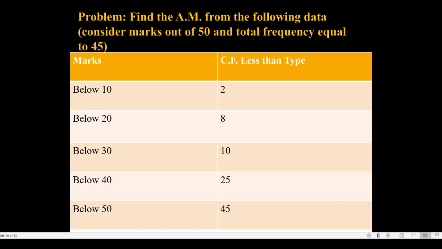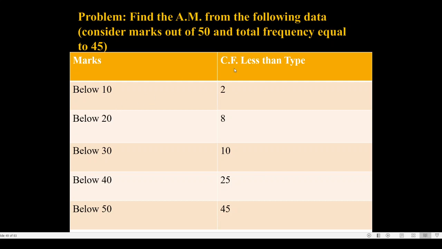Then take one problem. Find the arithmetic mean from the following data. Consider marks out of 50 and total frequency is 45. Suppose this problem is given: marks below 10, below 20, below 30, below 40 and below 50. These are our marks. Then CF less than type 2, 8, 10, 25 and 45. Suppose this type of problem is given.